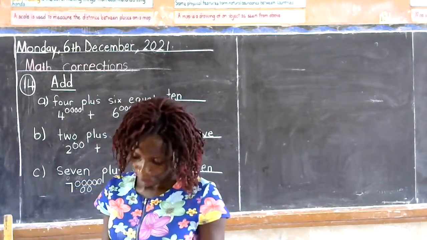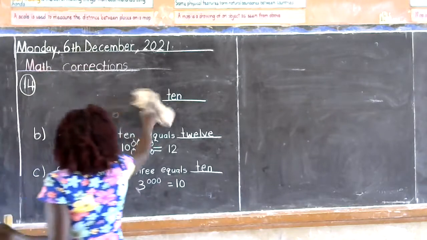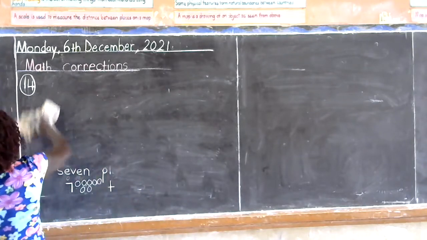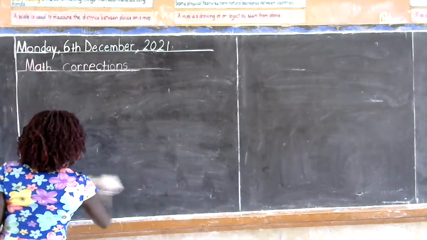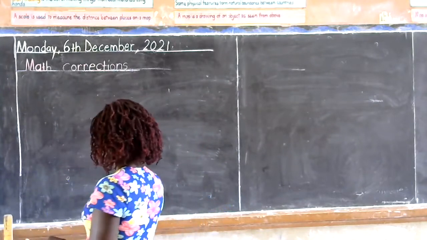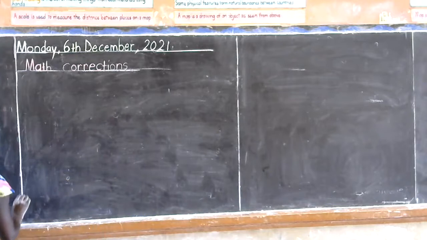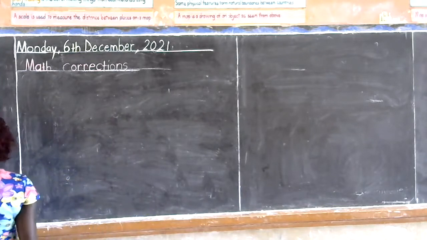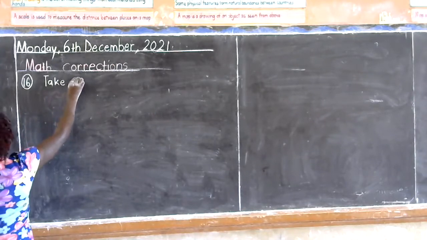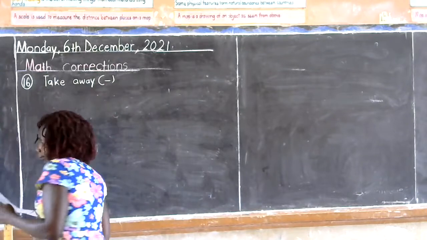Yes, that is good. Now friends, let's go to the next question. Number 16. Let's go to number 16. Question number 16 was saying, take away, and this is the take away sign.